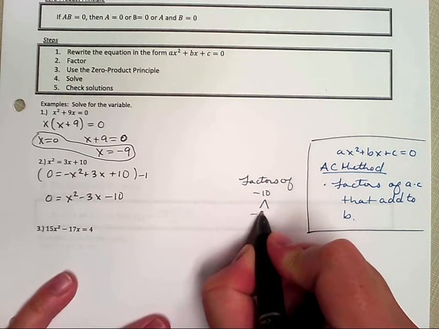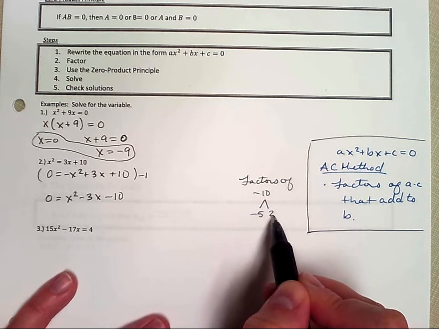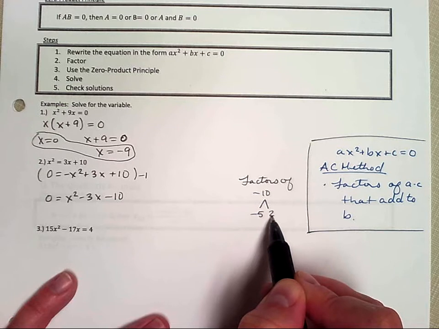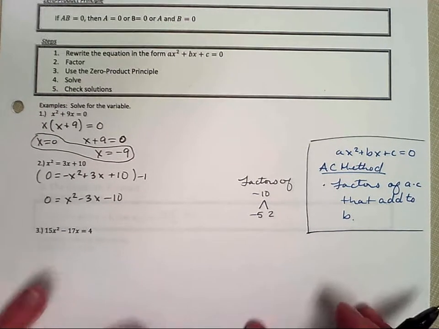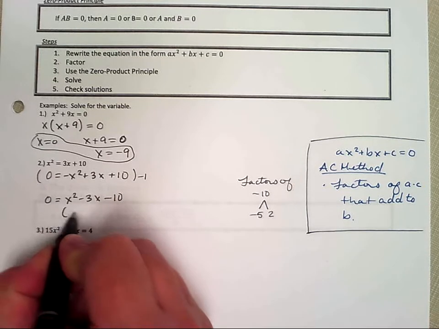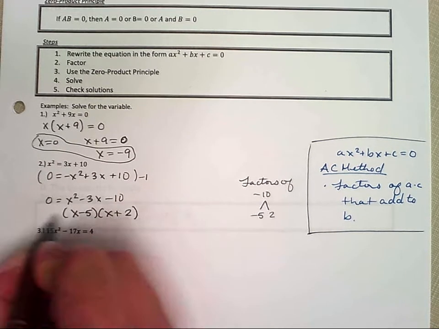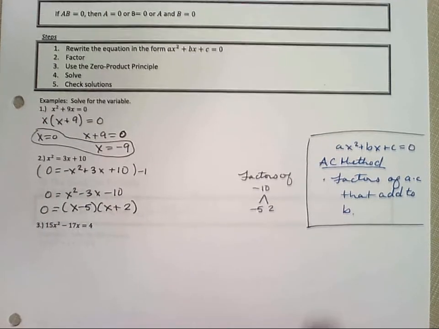Negative 5 and 2. So let's check. Negative 5 times 2 is negative 10. Good. And now let's add them. Negative 5 plus 2 is negative 3. So that adds up to my b term. So we're good. So this equals x minus 5 times x plus 2. Thank you, Peyton.